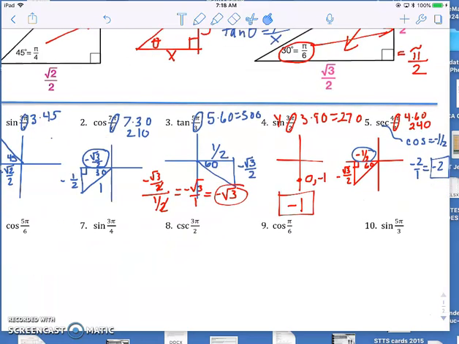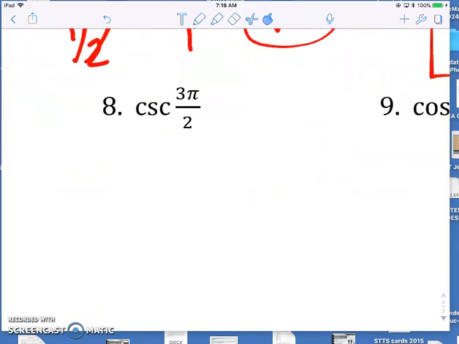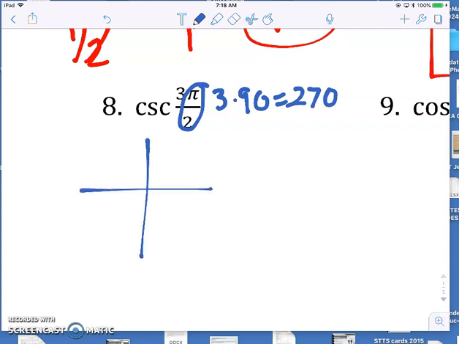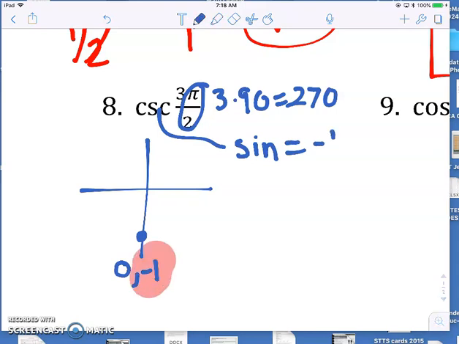So we're going to try one last one like that. So let's take a look at number 8. The cosecant of 3 pi over 2. So pi over 2 is 90. So 3 times 90, we have 270. So we have it right on our axis here, 0, negative 1. So cosecant is the reciprocal of the sine. Sine is our y value. So sine is negative 1. Well, the reciprocal of negative 1, if we flip it, we have 1 over negative 1, and it's still negative 1.